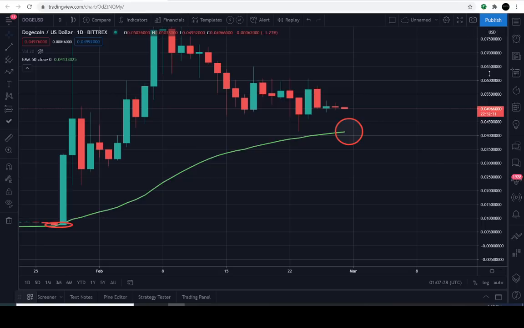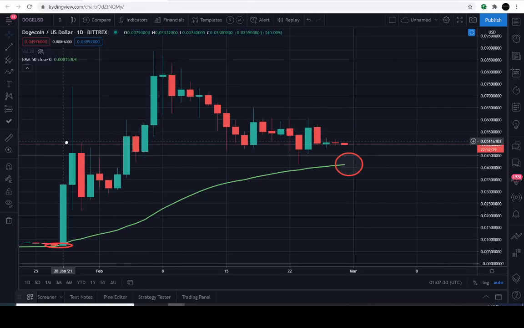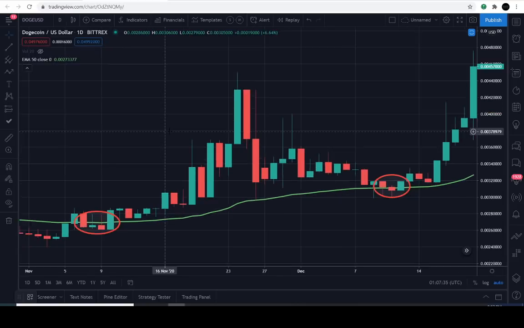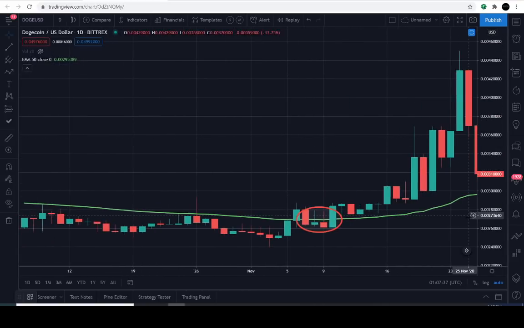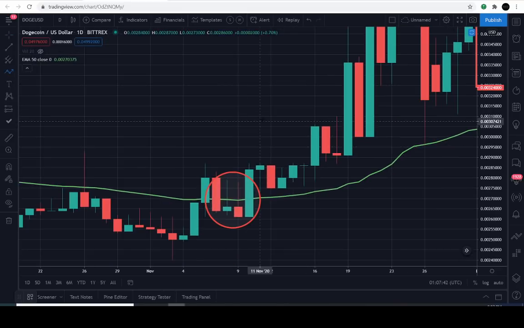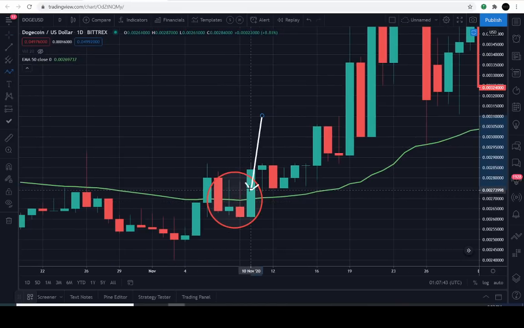And what I want to do is go back in time just to show you the correlation that the price has been finding at this green line, and the red circles represent the financial support that steps in every single time Dogecoin gets close to this 50 moving average. So stick with me here, okay? This is back in November the 7th, 2020. Just notice this little clustered area of price action.